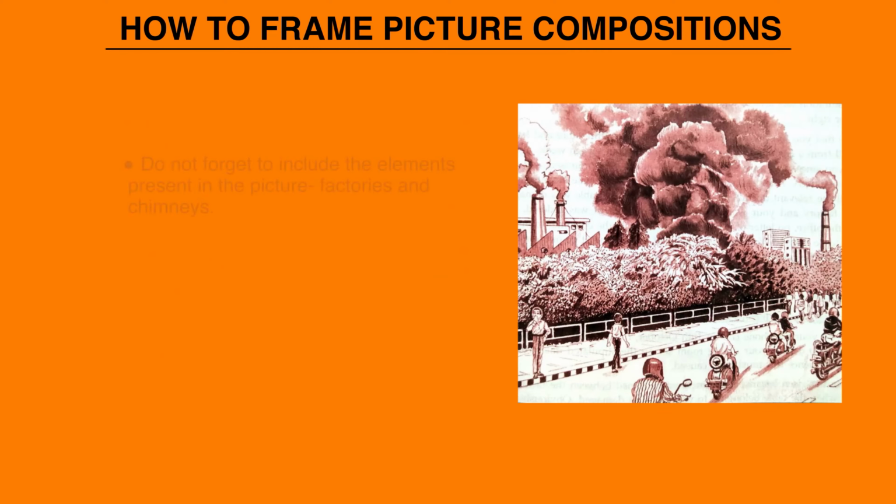But do not forget to include factories and chimney smoke here, okay? Because this is a picture that shows you the chimneys. The chimneys are very prominent in this picture, and then the smoke that is coming out of the chimneys. But if you get a picture like this, and then you write about air pollution from vehicles on the road, then that is not going to be right. Okay, this is primarily about how factories are contributing to air pollution. So you have to stick to that.